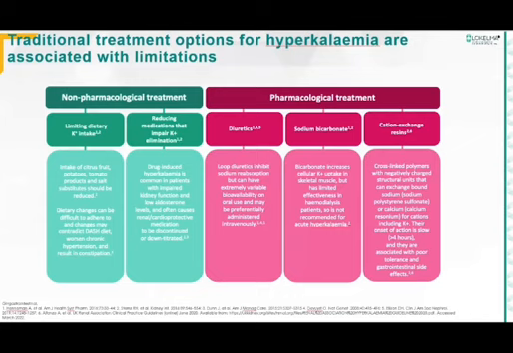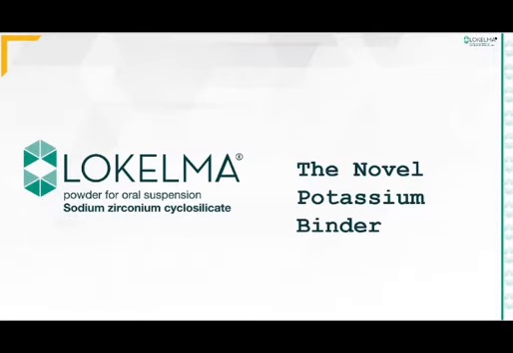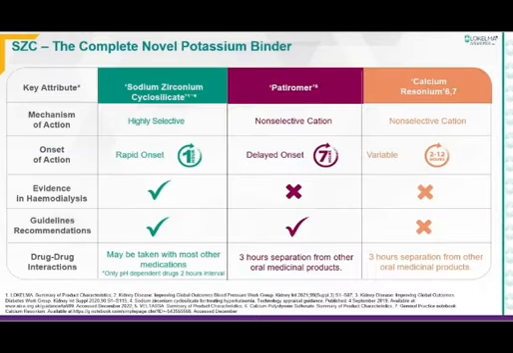There is non-pharmacological treatment as well as pharmacological treatment. Pharmacological treatment includes diuretics, sodium bicarbonate, and calcium exchange resins. Now, the KDIGO guidelines state that the newer potassium binders should be used, and potassium binders should be considered before reducing RAS, and RAS discontinuation should be the last resort. The newer potassium binder is Lokelma. I think we had an extensive discussion of Lokelma in the 2 previous sessions, so I'll just brush through the slides. Lokelma is highly selective with rapid onset. There is good evidence in hemodialysis, and there are guideline recommendations.